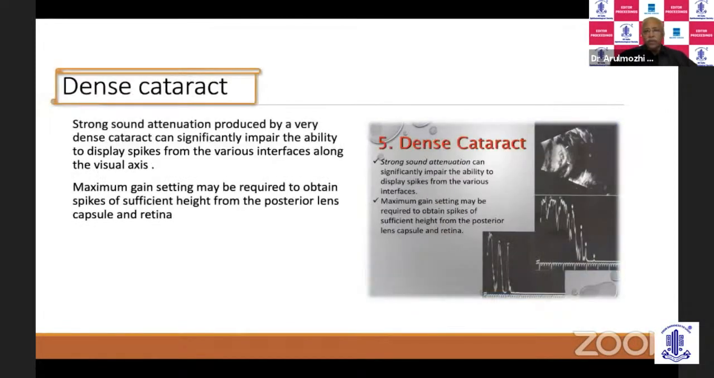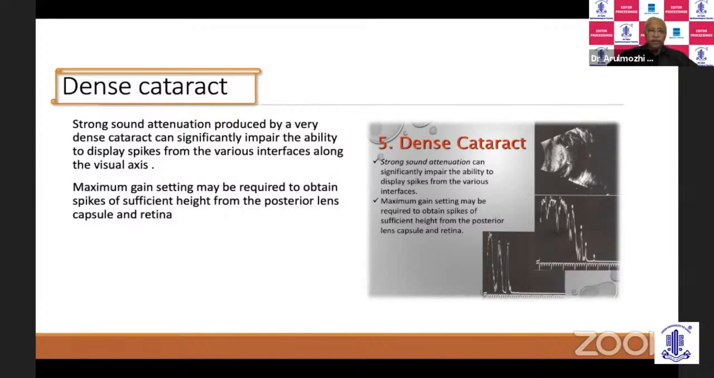Dense cataracts would cause low spikes, so we'll have to increase the gain. So one of the issues is the dense cataract in A scans with ultrasound. But again, in a very dense cataract or mature cataract, often the optical biometer fails you and you have to come back to the ultrasound biometer.